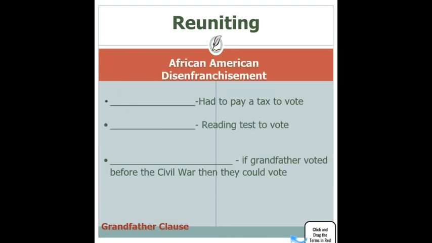Now let's talk about what else they did to enhance African American disenfranchisement. One, they had poll taxes. They had to pay a tax to vote. Two, they had to take a reading test to vote, known as a literacy test. And the last but not least is the grandfather clause. If a grandfather voted before the Civil War, then they could vote. So that means if your grandfather was a slave, then you couldn't vote. Is that fair? Do you think any of those are fair? Imagine if you had to do all that stuff to vote today. Would you even go out and vote?